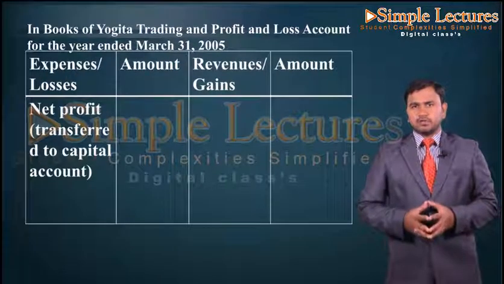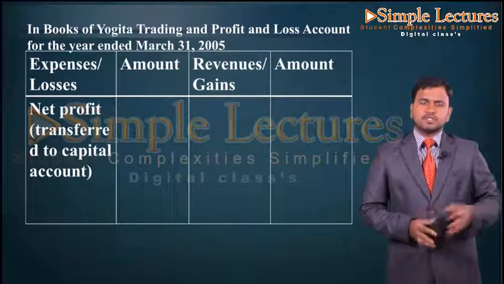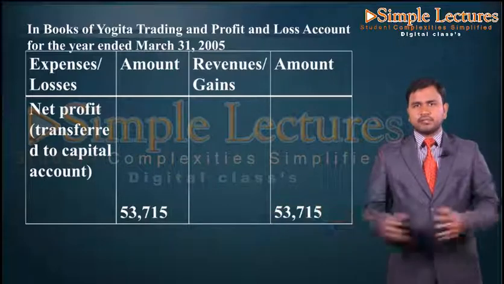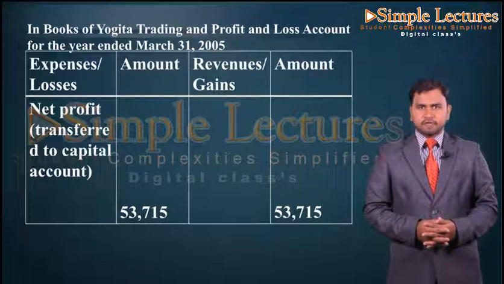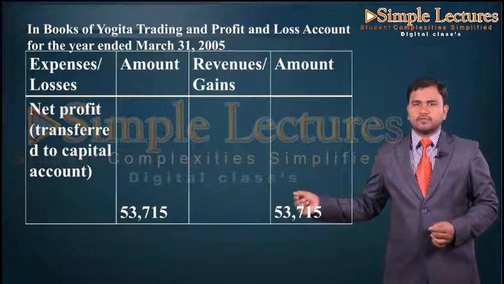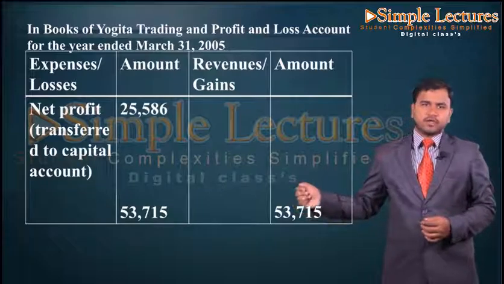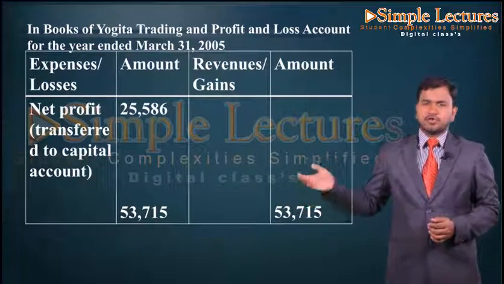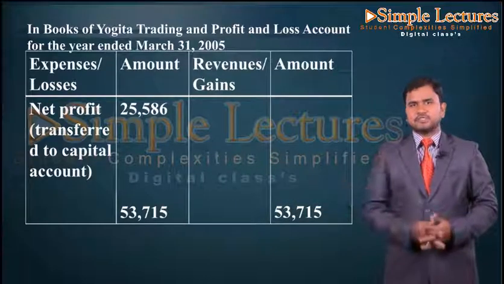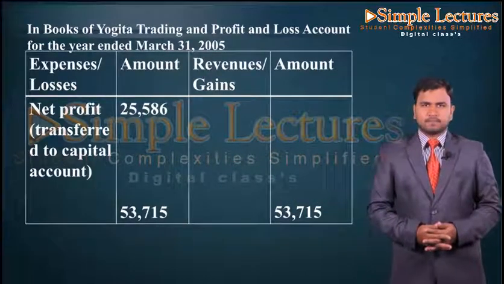When coming to the total of credit side, we have excess, which is 53,715. Same total we are going to record in the debit side, 53,715 less the entries what we have in profit and loss account. The difference we are getting is 25,586. So that we are going to write above the total, and the entry will be net profit in brackets transfer to capital account.